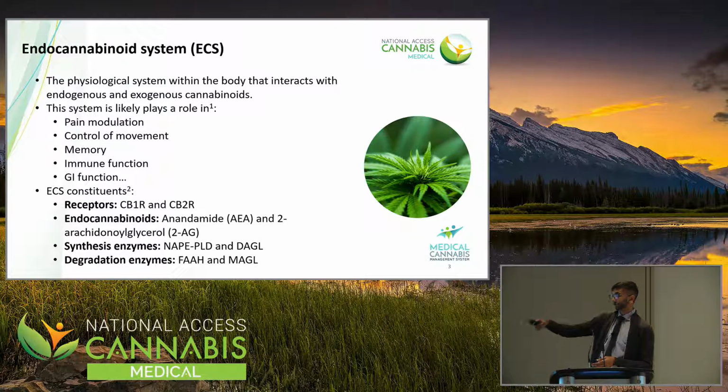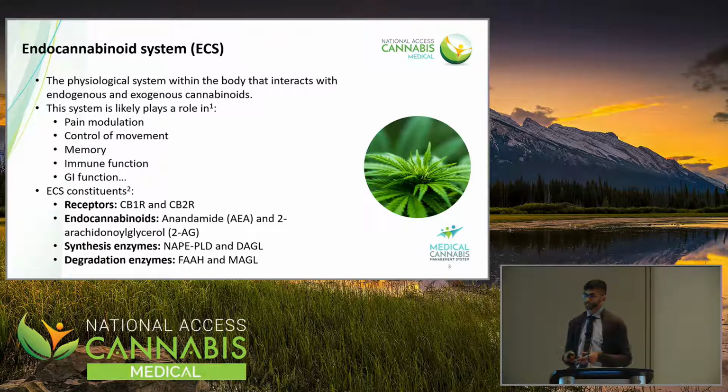And the synthesis enzymes, the ones that make the cannabinoids, and they're made on demand, like Dr. Price said, they're not just sitting around at all times. NAPE, PLD, and DAGL, and the degradation enzymes, FAAH and MAGL. And I don't know if you remember, a few years ago, they tried a FAAH inhibitor drug that had some very negative side effects, which was stopped.